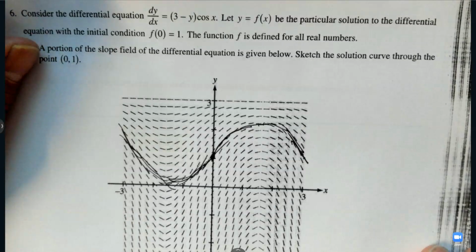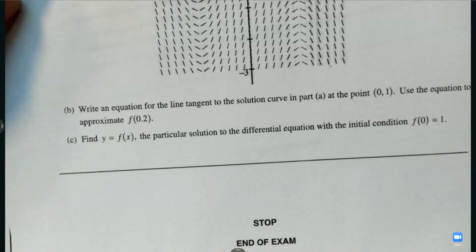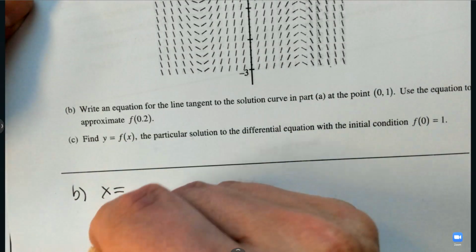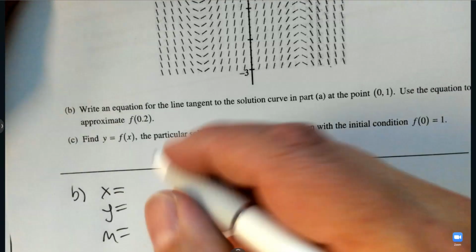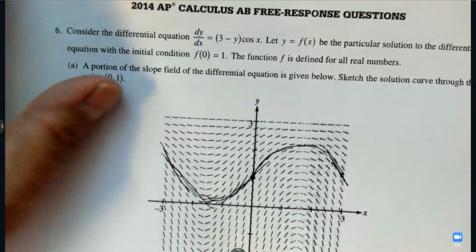Next step, part B. Write an equation for a line tangent. I see this question a lot. So for an equation of a tangent line, I need 3 parts. So we have the point 0, 1. To find the slope, we use the differential equation for the slope.